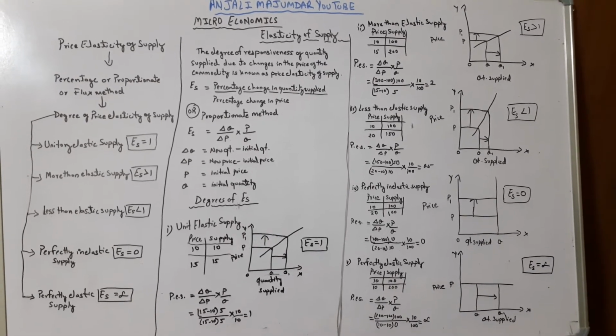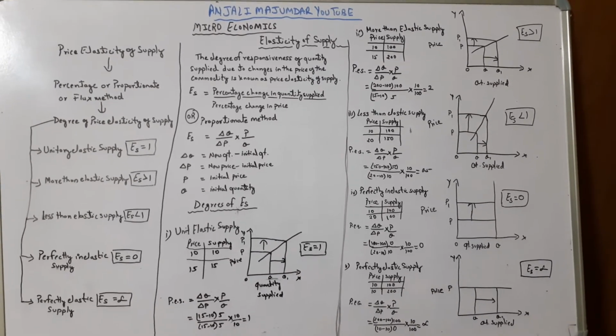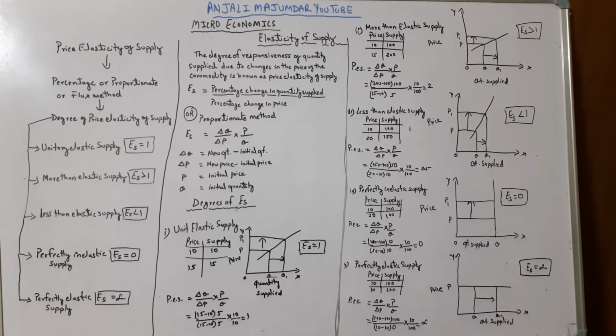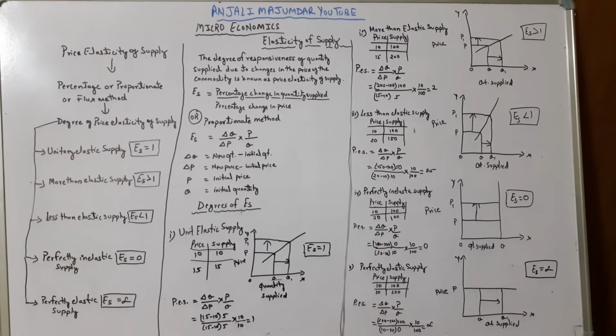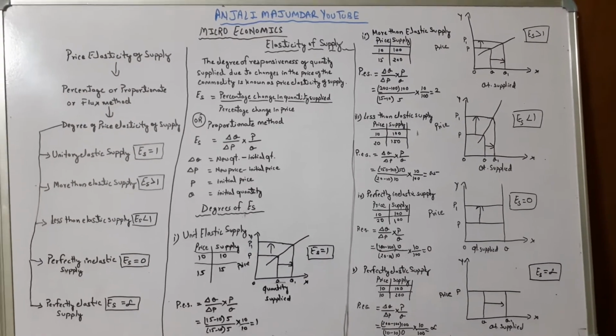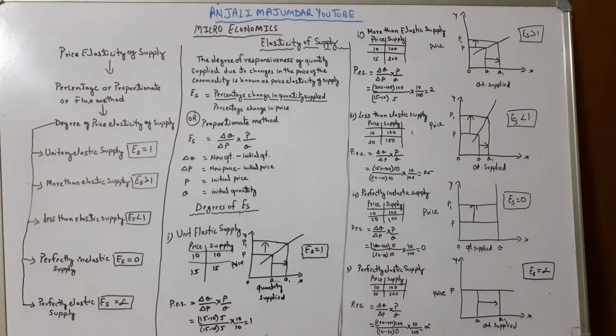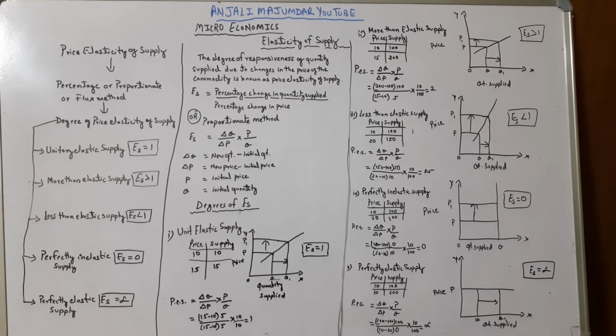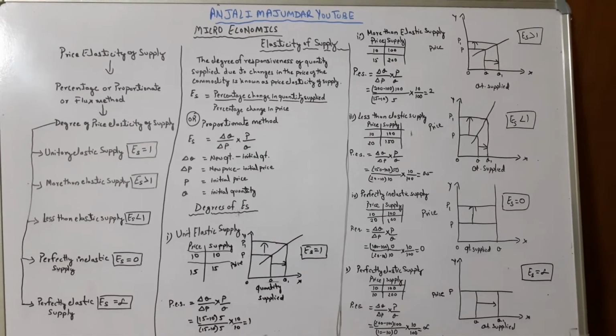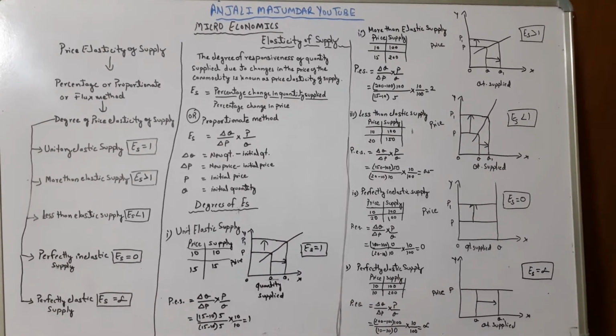is 200 minus the initial quantity, which is 100, that gives you 100, divided by delta P, new price 15 minus original price 10, that is 5, multiplied with original price, which is 10, divided by original quantity, which is 100. After cancelling you will get the answer 2. The value is greater than 1.